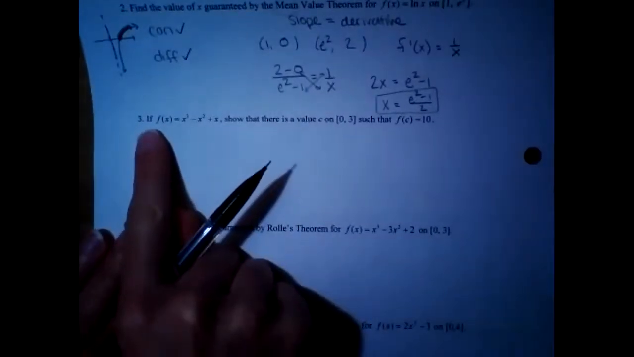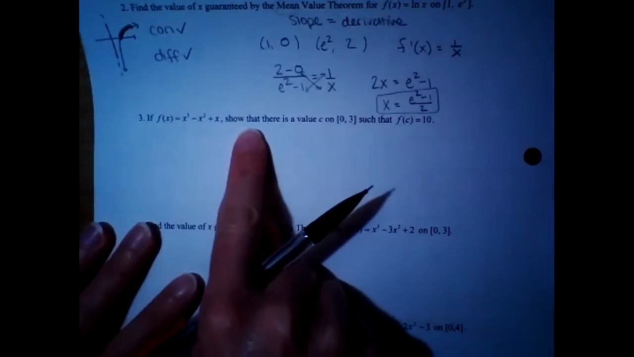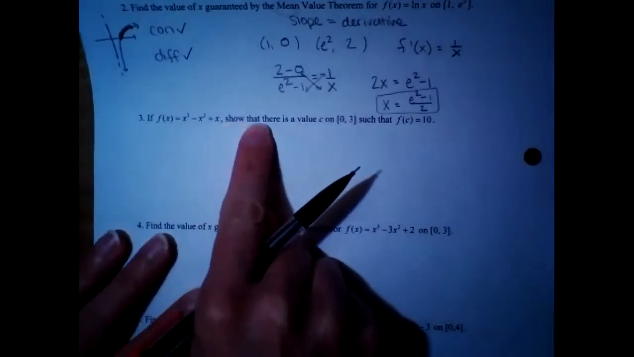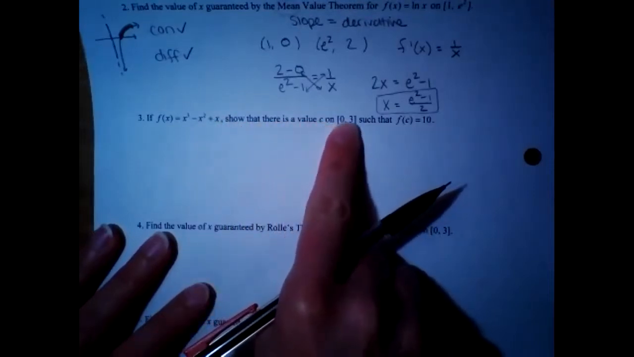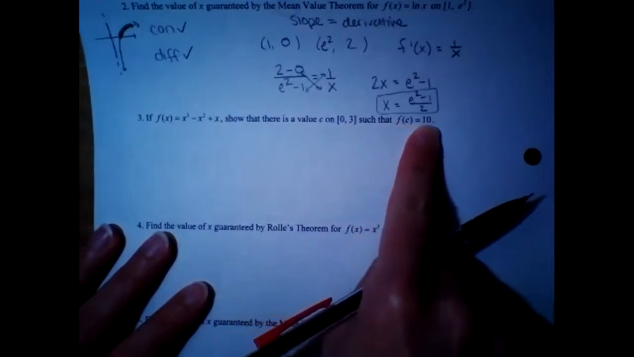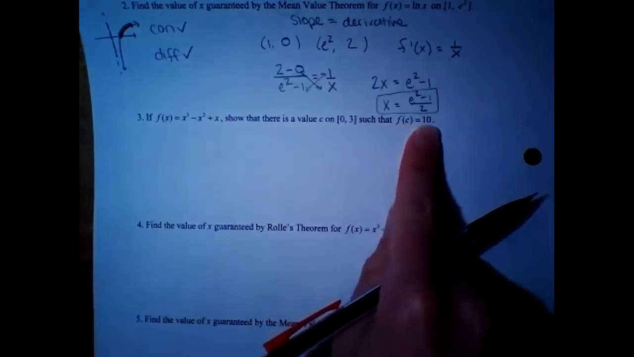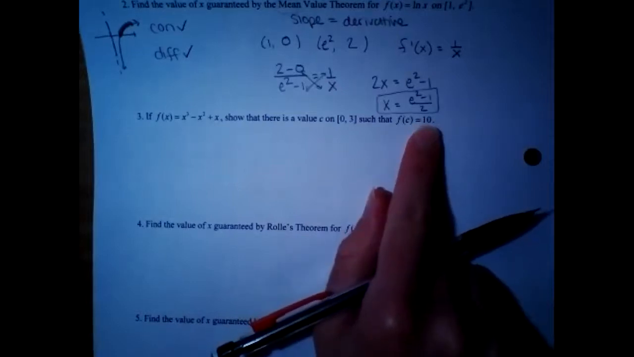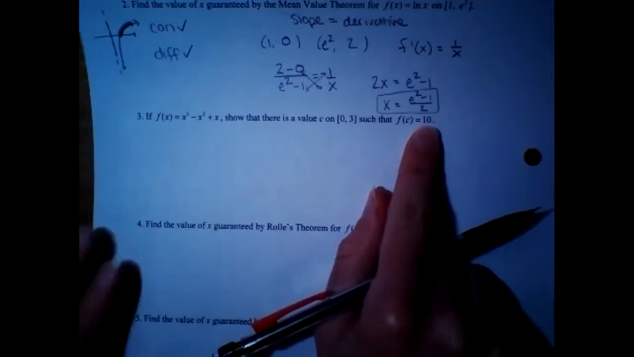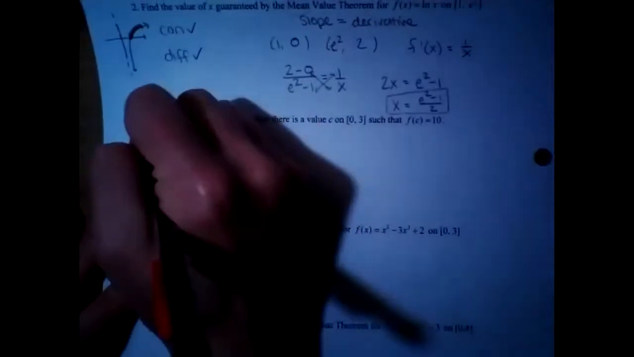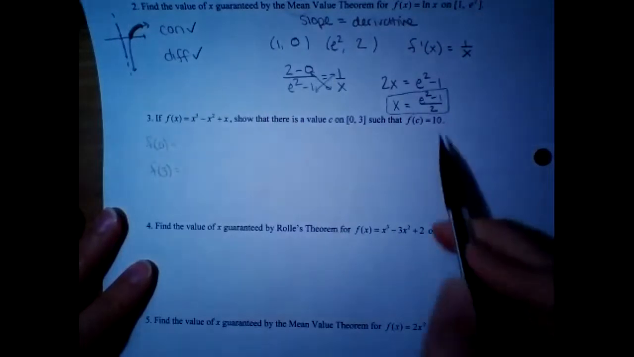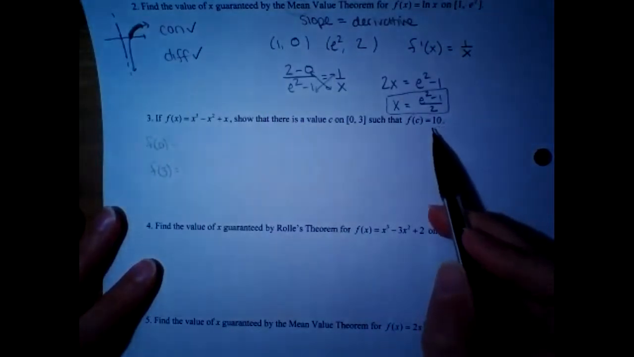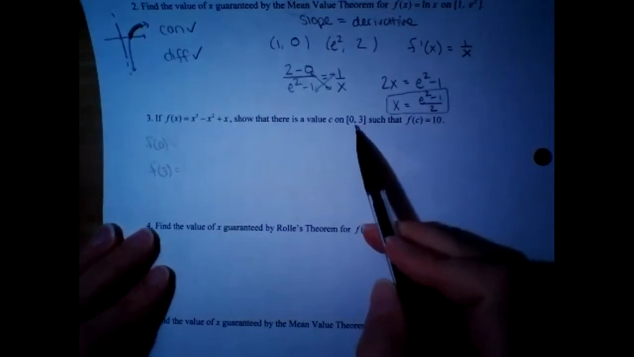All right, number 3. If our function is this, show that. All right, this is going to involve some writing. You're going to have to do an explanation. It's going to be a sentence, right? Show that there is a value c on the interval 0 to 3 such that f of c equals 10. It doesn't come right out and tell you what theorem, but this is going to be intermediate value theorem. We're going to have to show that 10 is in between the 2 other values. So what we're going to do is plug in 0 and plug in 3 and show that 10 is in between them. And it's going to just be a sentence that we have to write. But first we have to plug these in and see what we get.